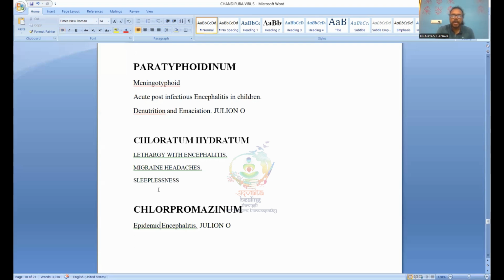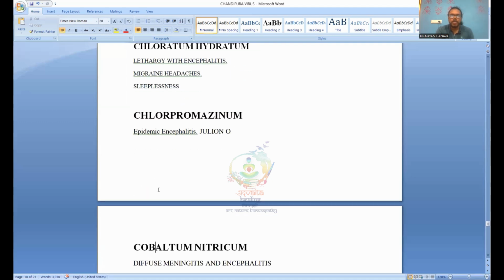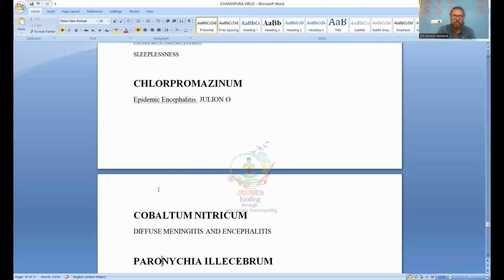Then chloralum hydratum. This is the first remedy shown in the title when I searched the encyclopedia. But it is mostly used in encephalitis lethargica, migraine-like headaches, and sleeplessness. But when there is meningitis or encephalitis, sleeplessness is a very common symptom. If you see, it is written in all of the remedies which I mentioned.